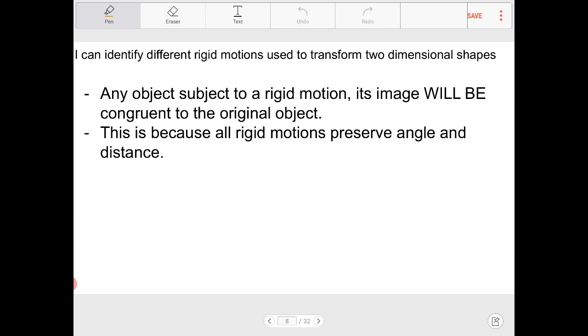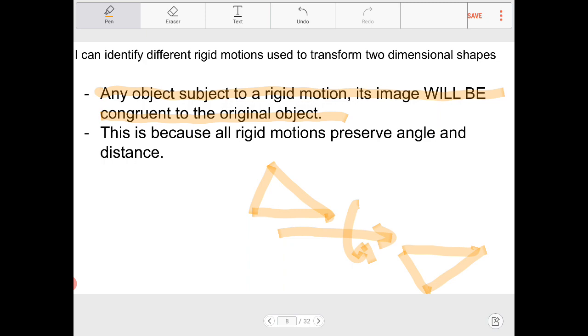Any object subject to a rigid motion, its image will be congruent to the original image. Let's just think about this statement here. Any object subject to a rigid motion, the image will be congruent to the original object. That makes sense. If I take a triangle and I translate it and then reflect it over some axis, I'm going to end up with a triangle that looks like this. The two triangles are going to be congruent.